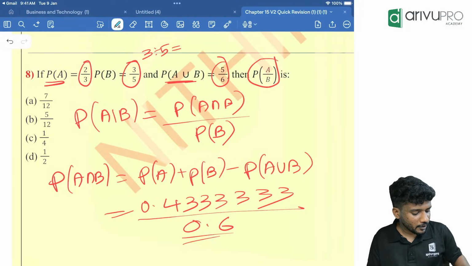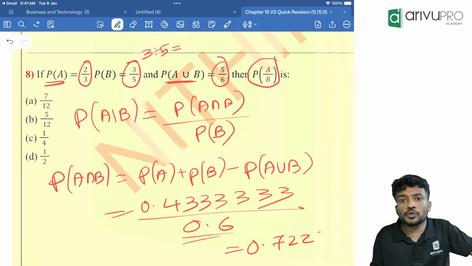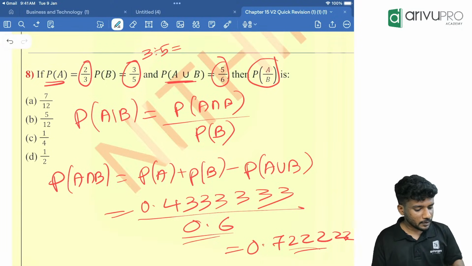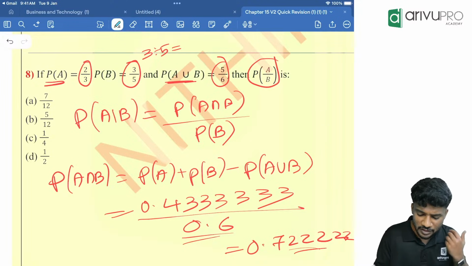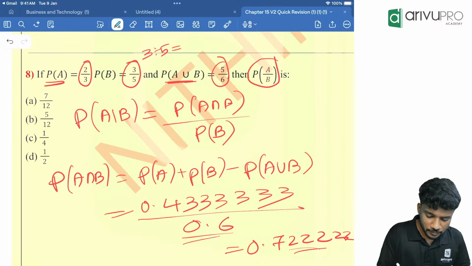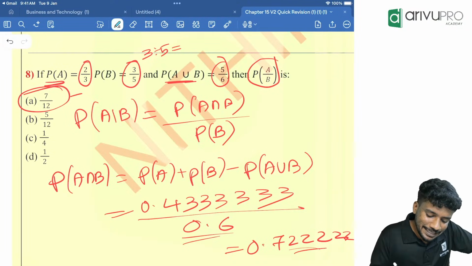Type MRC, divide by 0.6, which is equal to 0.72222222. Which option is giving you that? 7 divided by 12 is how much? That is 0.58. 5 divided by 12 is how much? 0.41. Then 1 divided by 2 is how much? 0.5. Then 1 by 4 is how much? 0.25. Which is the nearest answer, people? 7 by 12 is how much? Yes. So the nearest answer.